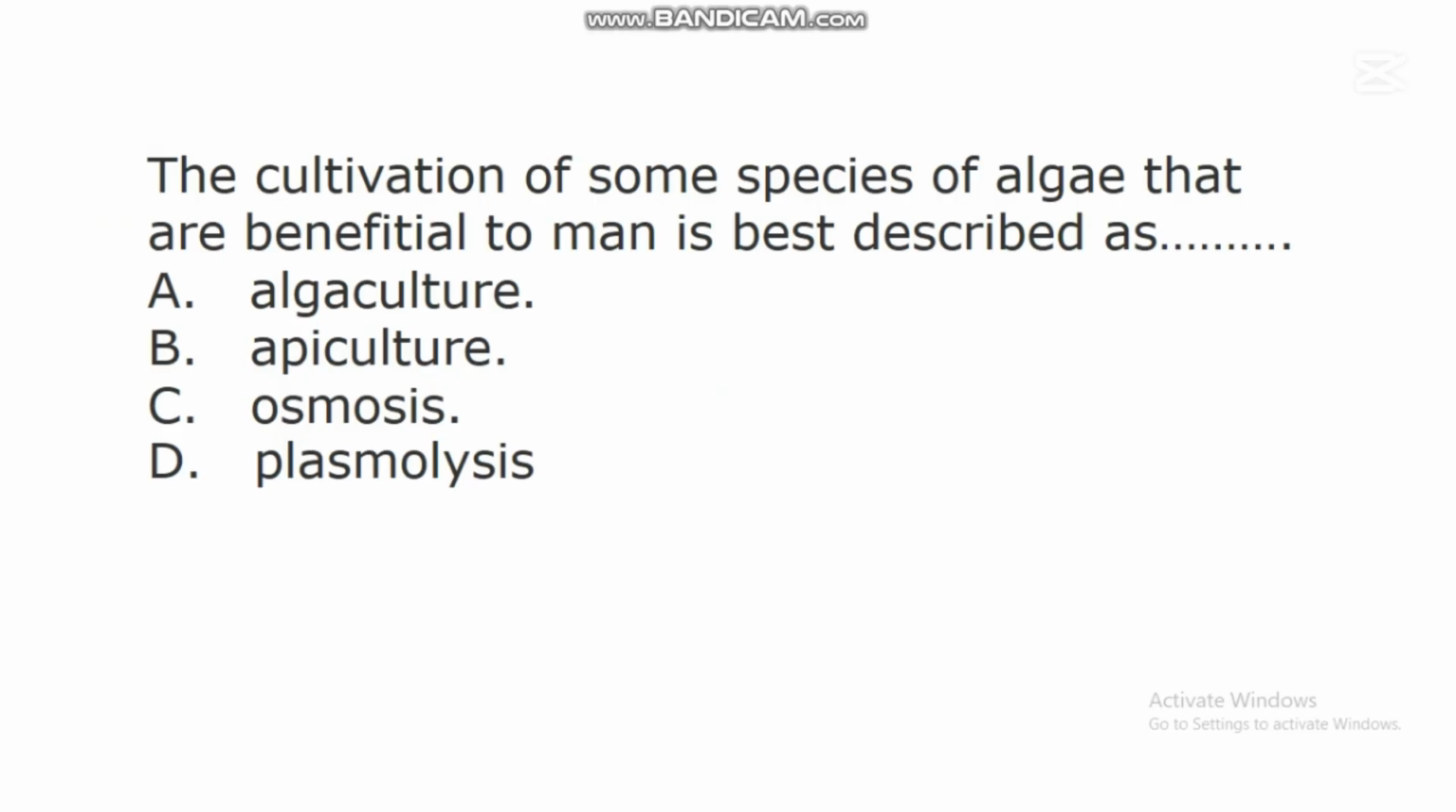The next question says, the cultivation of some species of algae that are beneficial to man is best described as dash. A. Algaculture. B. Apiculture. C. Osmosis. D. Plasmolysis. In this question, the correct answer is A. Algaculture.